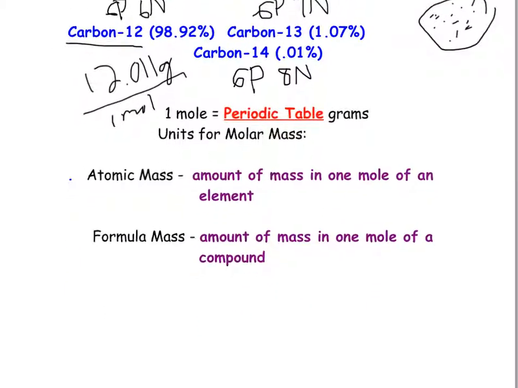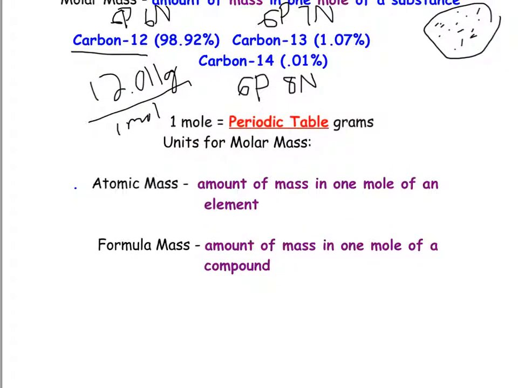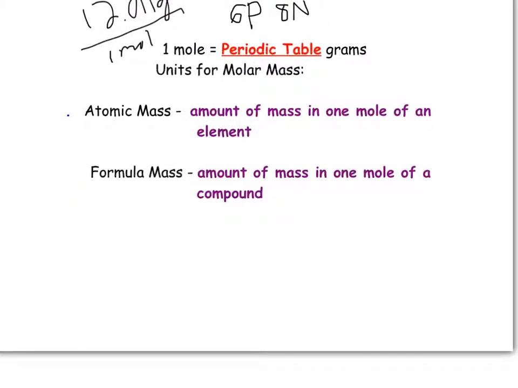So everything coming from your periodic table will always be per 1 mole. And then we have atomic mass, which is the amount of mass in 1 mole of an element. So again, that's the number coming from your periodic table. Formula mass, the only difference here, is the amount of mass in 1 mole of a compound. So atomic mass is an element, which would be one thing coming from your periodic table, say carbon, if you have a single carbon atom.